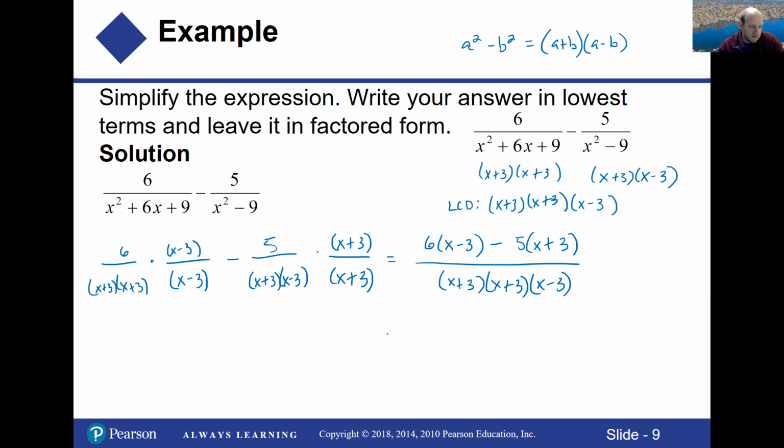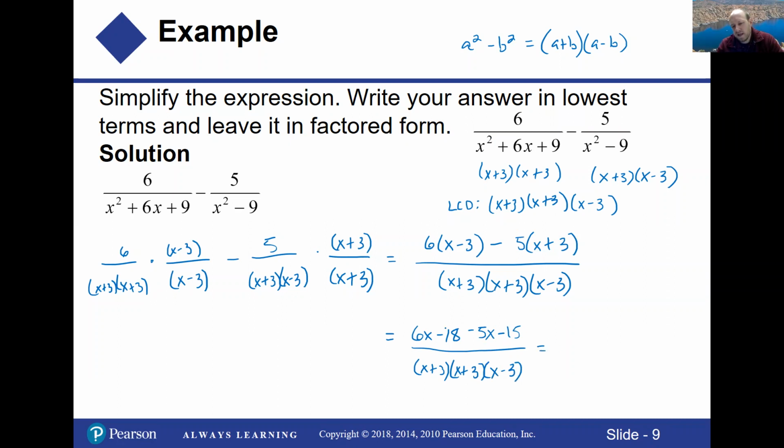And now from there, I'm going to multiply this out. So I'm going to distribute the 6 into the x minus 3. That gives us 6x minus 18. And then distribute 5 into x plus 3. But really, remember, this sign is attached to the 5. You could also write this as plus a negative 5, if that helps you. So I'm going to have negative 5 times x is negative 5x, and then negative 5 times 3 is negative 15, all over x plus 3 times x plus 3 times x minus 3.